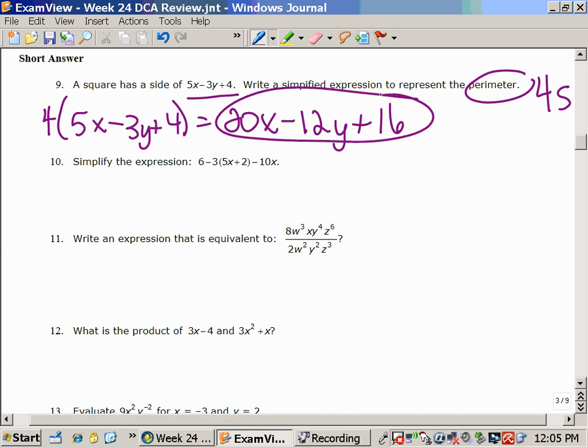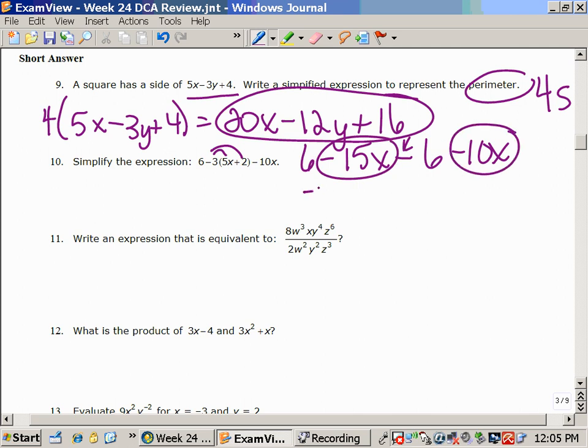On number 10, I have to simplify the expression. The first thing I need to do is distribute a negative 3. So that gives me 6 minus 15x minus 6. Really watch that minus right there. Minus 10x. Now I need to combine like terms, so I have negative 15 and negative 10, which is negative 25x. And I have 6 minus 6, which cancel, so the final answer here is negative 25x.